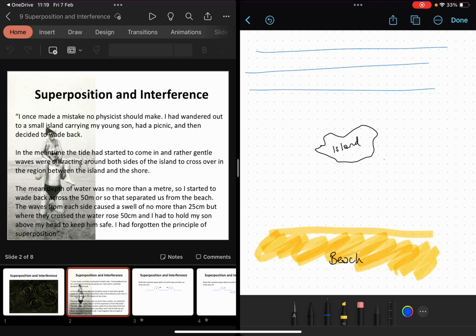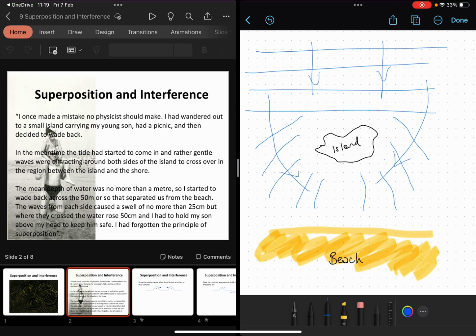In the meantime, the tide had started to come in, and rather gentle waves were diffracting around the sides of the island to cross over in the region between the island and the shore. The mean depth of water was no more than a metre, so I started to wade back across the 50 metres or so that separated us from the beach. The waves from each side caused a swell of no more than 25 centimetres, but where they crossed, the water rose 50 centimetres, and I had to hold my son above my head to keep him safe.